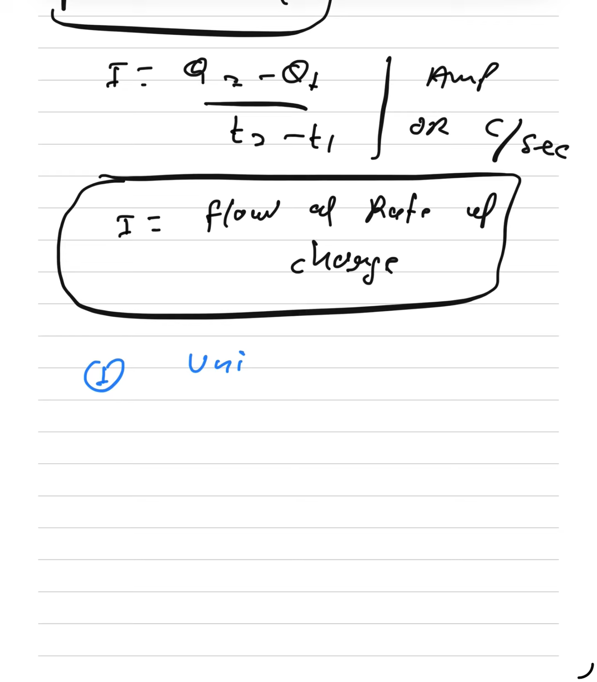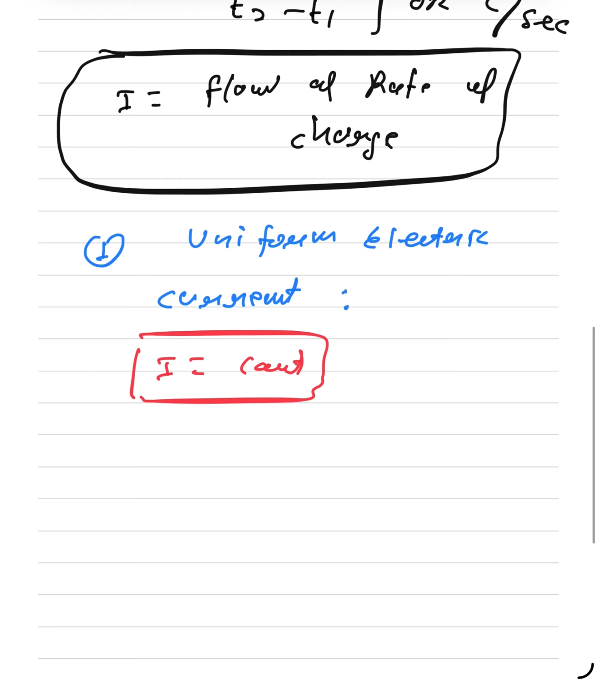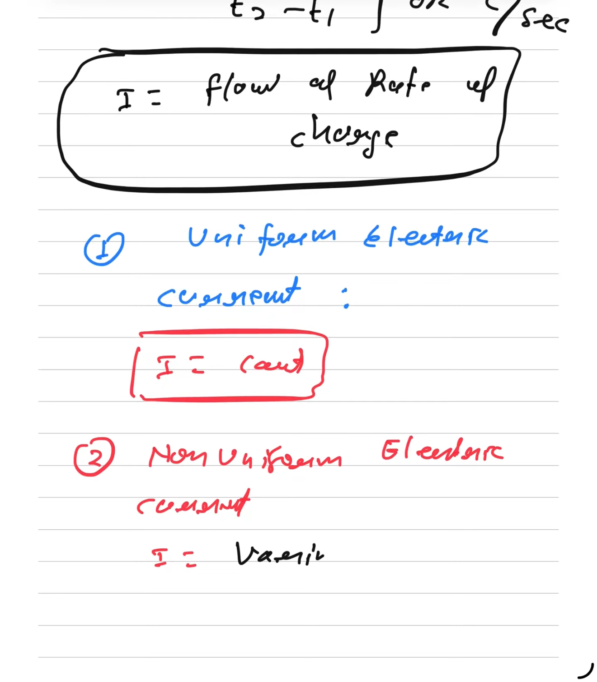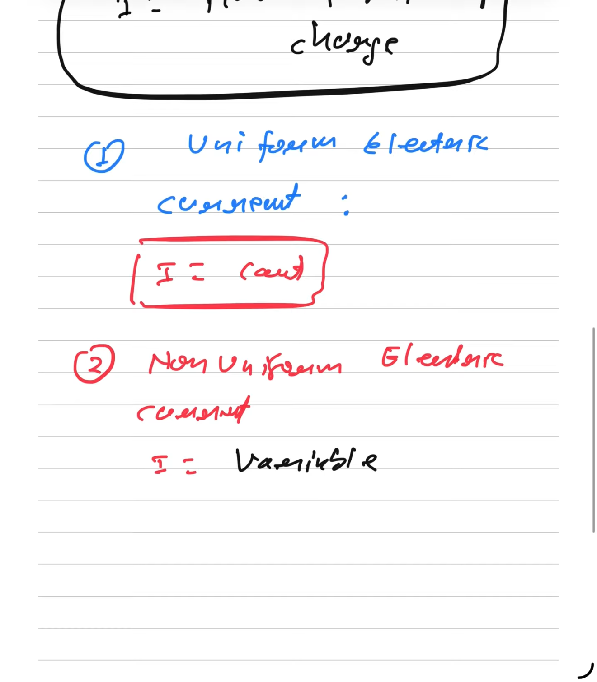Uniform electric current: if the value of electric current remains constant, I equals constant, it is known as uniform electric current. For non-uniform electric current, the value of electric current varies with respect to time, and it is known as non-uniform electric current.